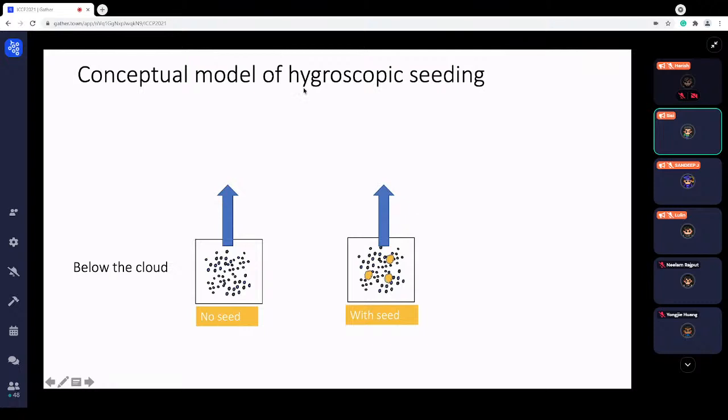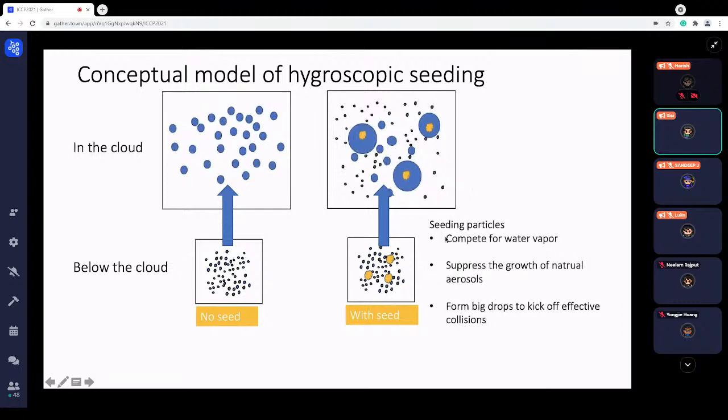So hygroscopic seeding introduces relatively large salt particles into the clouds. In the conceptual model for hygroscopic seeding, those types of particles compete for more water vapor and suppress the growth of the small droplets. This is known as the competition effect. On the other hand, the large seeding particles are easier to form big drops to kick off effective collisions. Ideally, they could enhance the rainfall on the ground.